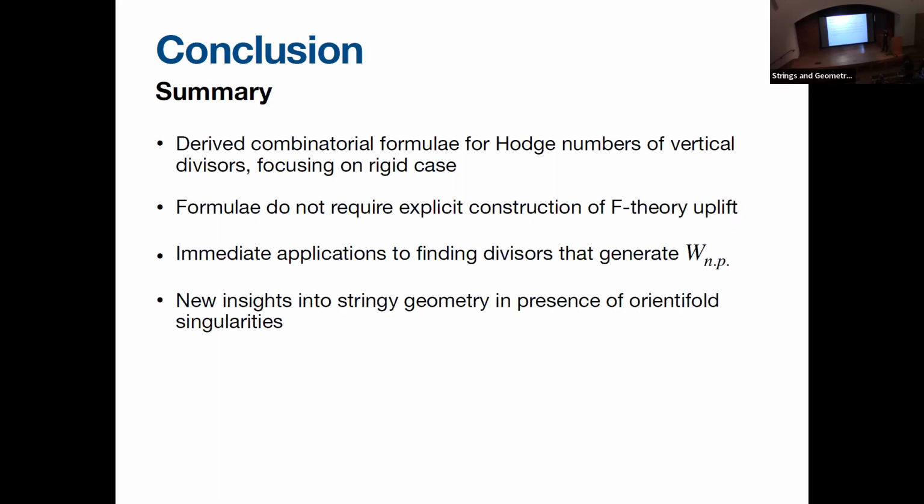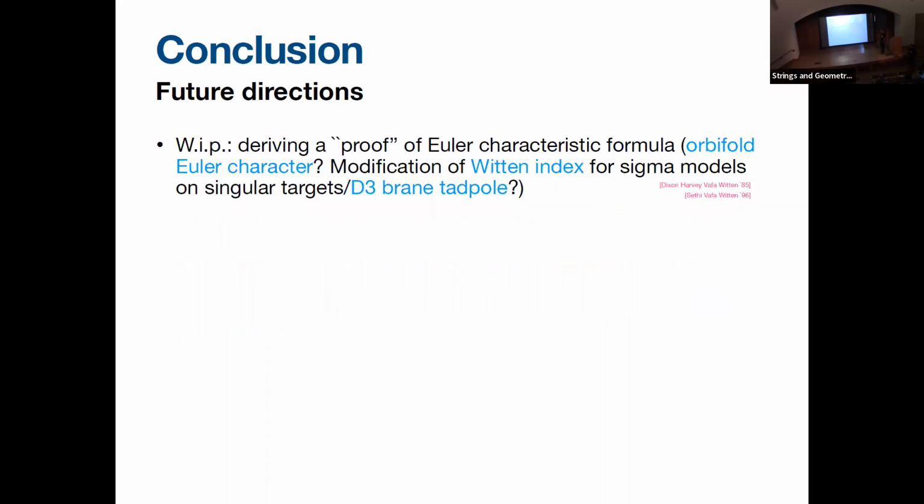And this also, en passant, gives new insights into stringy geometry in the presence of orientifold singularities, which may not have been pointed out so clearly in the literature previously. So future directions, there's work in progress, as I mentioned, deriving a proof of this Euler characteristic formula.